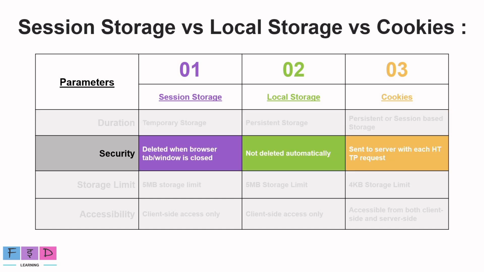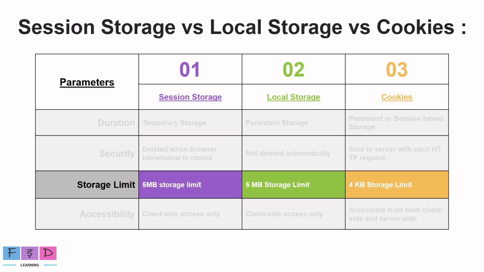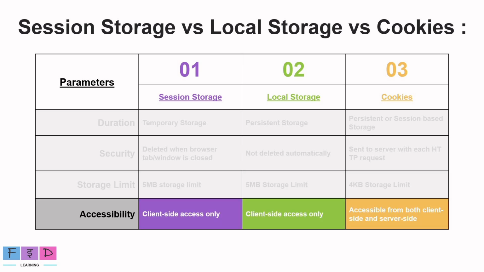Next, from the security perspective, session storage data is deleted when the browser tab or window is closed. Local storage data is not deleted automatically. In contrast, cookies are sent to the server with each request. Moving on to the storage limits, session storage and local storage have a higher storage limit of around 5 MB. In comparison, cookies are limited to 4 KB. Lastly, regarding accessibility, session storage and local storage are accessible only from the client side. In contrast, cookies can be accessed from both the client side as well as the server side.